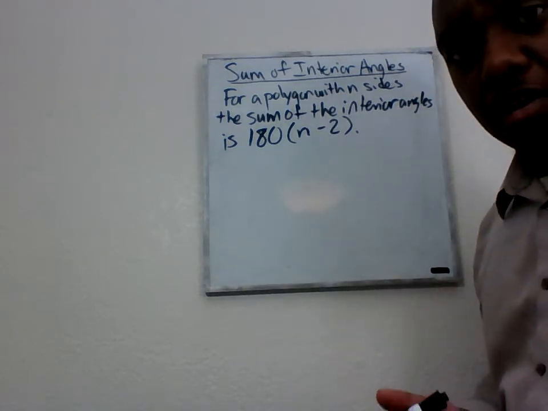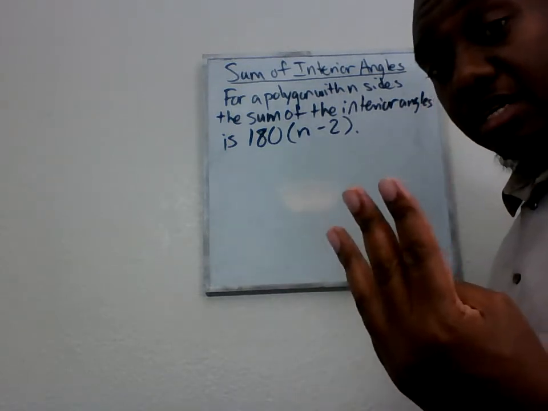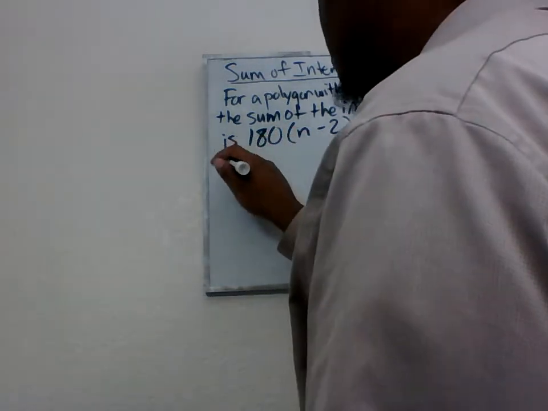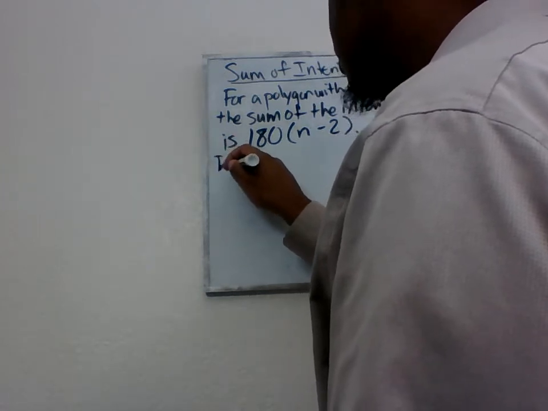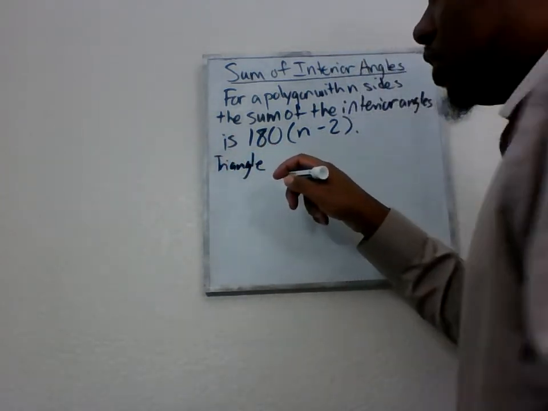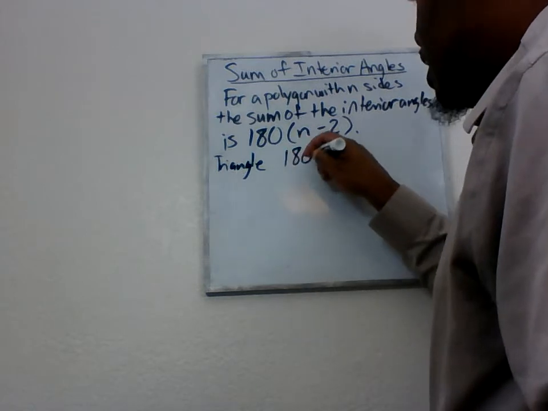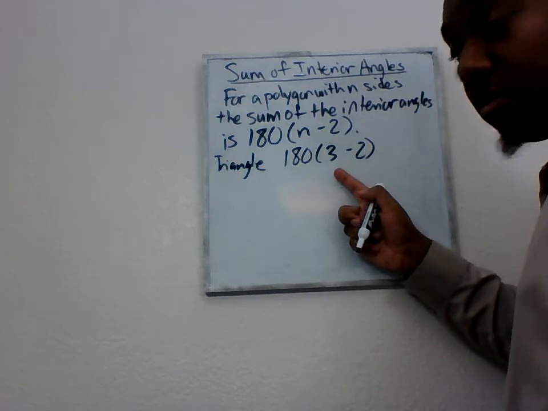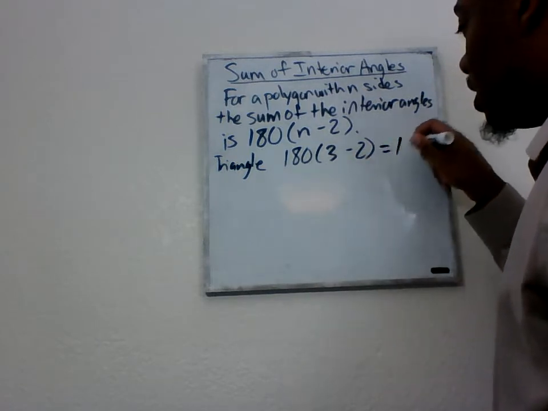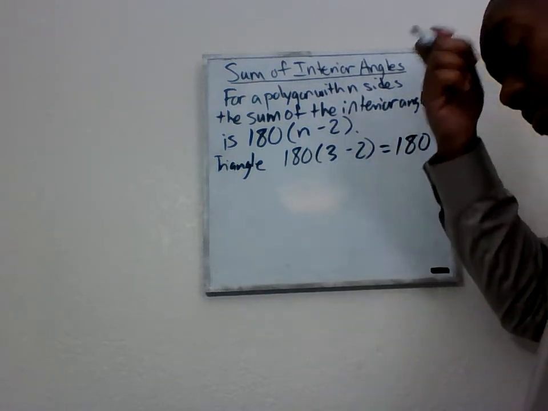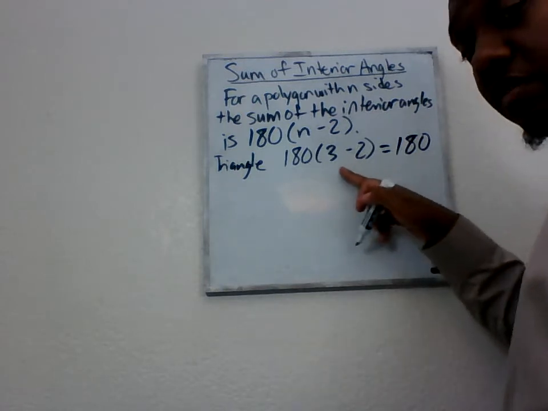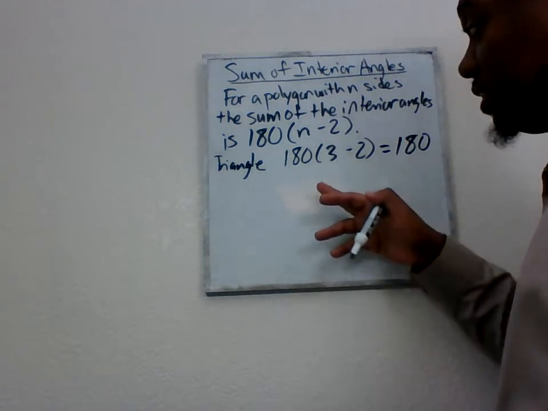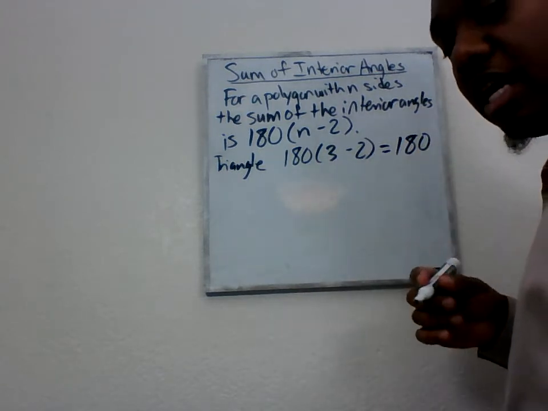Well, let's look at a triangle. A triangle has 3 sides. This is going to be for a triangle. Triangle has 3 sides, so this would be 180 times 3 minus 2. And 3 minus 2 is 1, and 1 times 180 is 180 degrees. So remember, order of operations, we would do parentheses first, and then we would simplify that, and then multiplication would come next in this case. So 180 times 1 will give us 180.